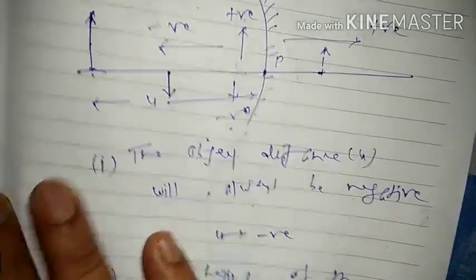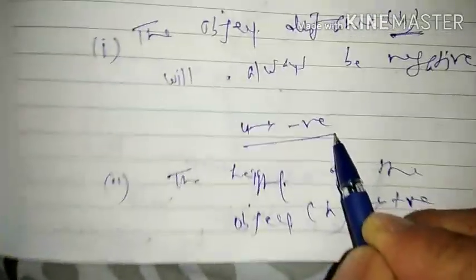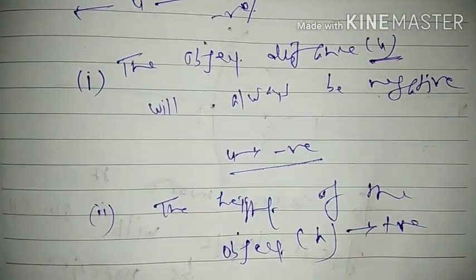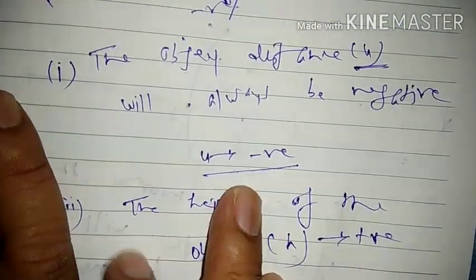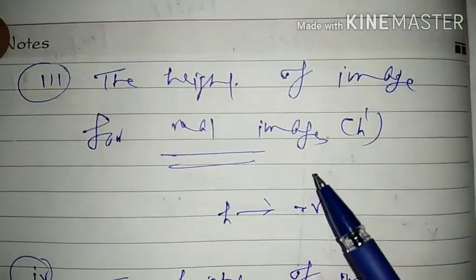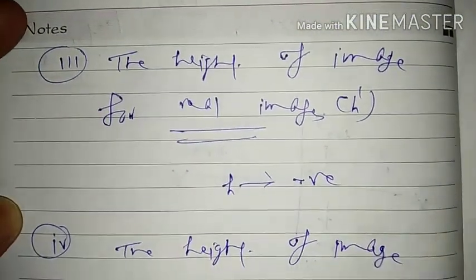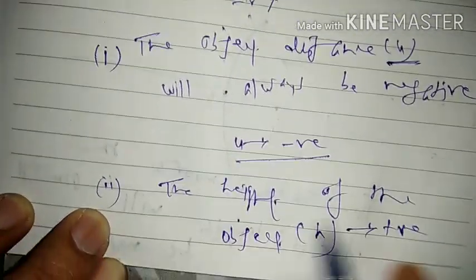What we have learned? We have learned that the object distance u will always be negative. In every numerical problem during solving numericals of light, up to our whole life, object distance u will always be negative. Now the second thing was height of the object. Height of the object will always be positive, because objects are always taken above the principal axis. So height of the object will always be positive.